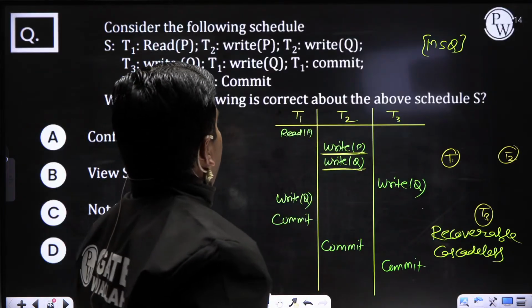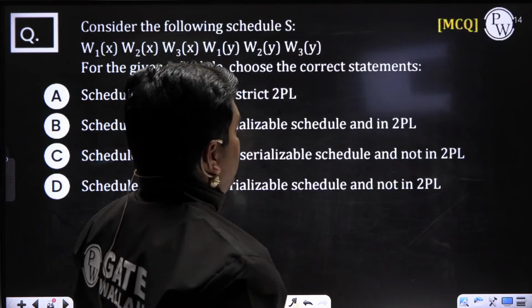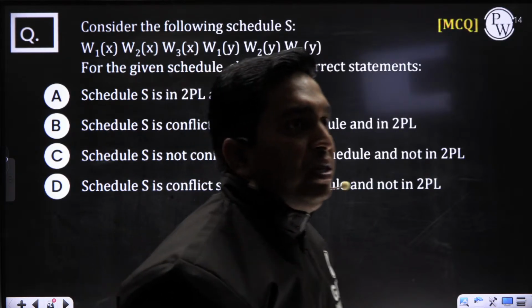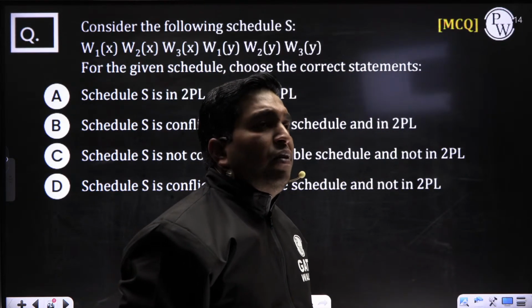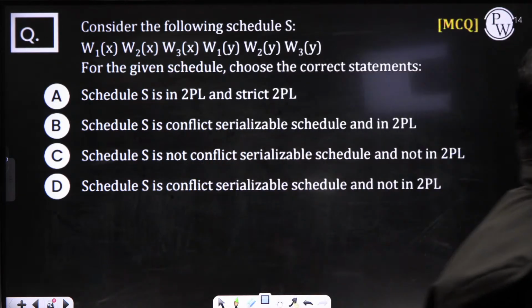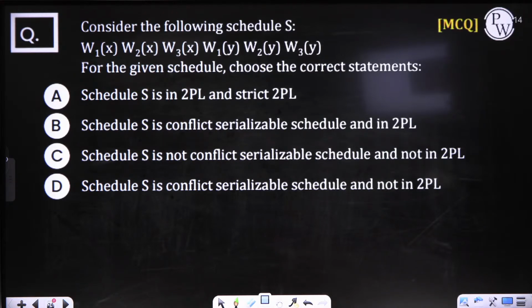Now, next question. It's a very good question. Solid. T2 depends on T1 commit. Shyam, what do you want to say? I will discuss once again recoverable and cascadeless. Don't worry, because I have a next question, Shyam. Okay. If T2 depends on T1, then T1 before T2? Yes. Correct.